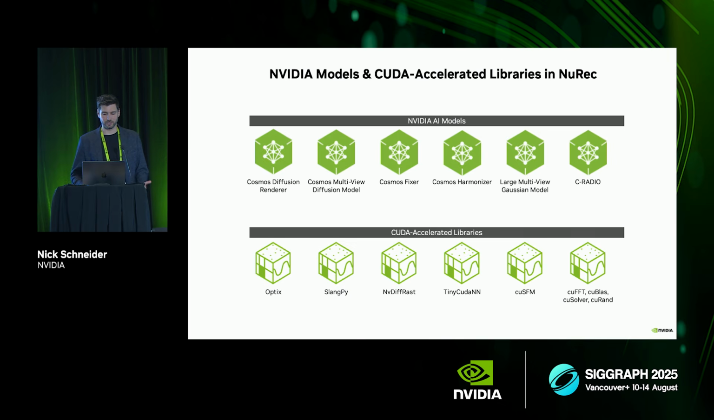NuRec is built on top of a variety of NVIDIA models and accelerated libraries. We leverage, for example, the latest Cosmos World Foundation models to enable generative AI for Gaussian splatting. We'll see some more examples of this later in the talk. On top of the models, we also use NVIDIA accelerated libraries to really squeeze the last bit of performance out of the GPU.